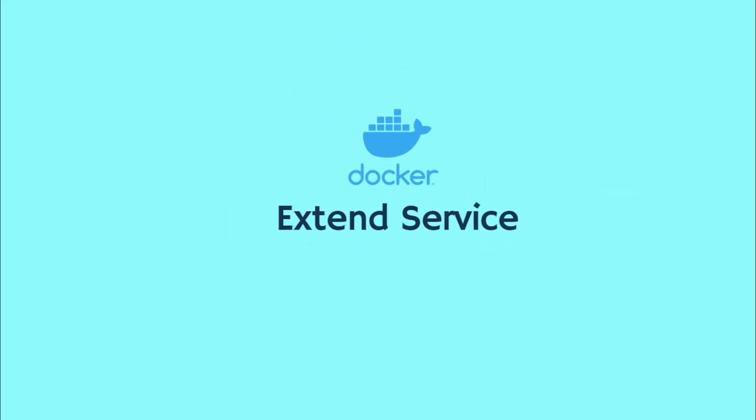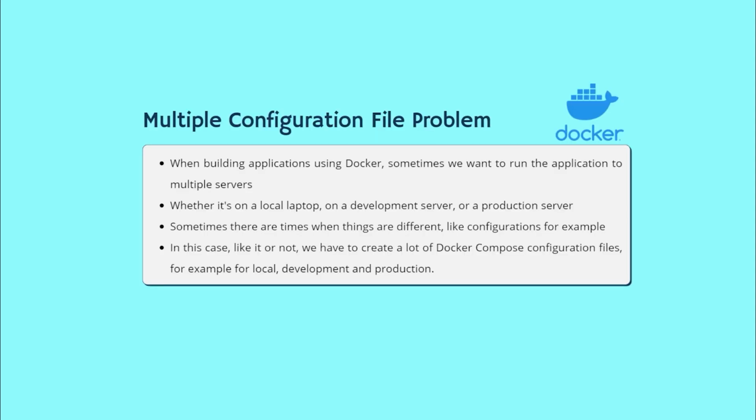Extend service. When building applications using Docker, sometimes we want to run the application on multiple servers, whether it's on a local laptop, on a development server, or a production server. Sometimes there are times when things are different, like configurations, for example. In this case, like it or not, we have to create a lot of Docker Compose configuration files, for example for local, development, and production.